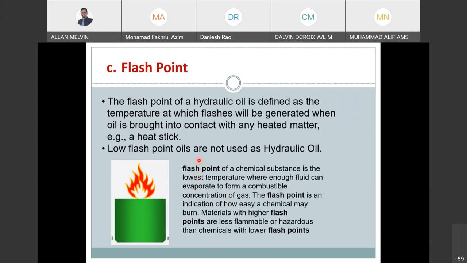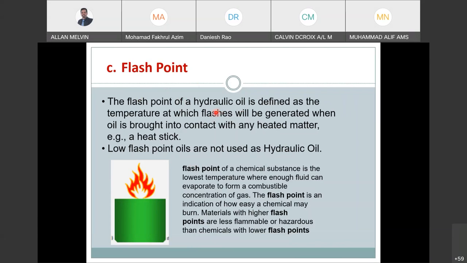Flash point. It's a popular question in exams also. What is a flash point? The flash point of hydraulic oil is defined as the temperature at which flashes will be generated when the oil is brought into contact with any heated metal. An example is HT. As I already explained earlier, it's actually a point where fire starts. Flash point adalah satu titik di mana api bermula, if you want to say it in Malay.